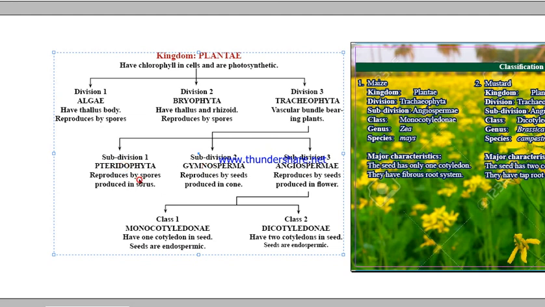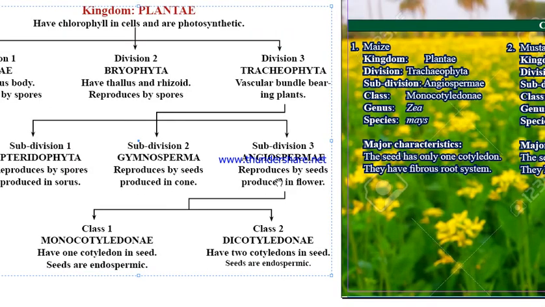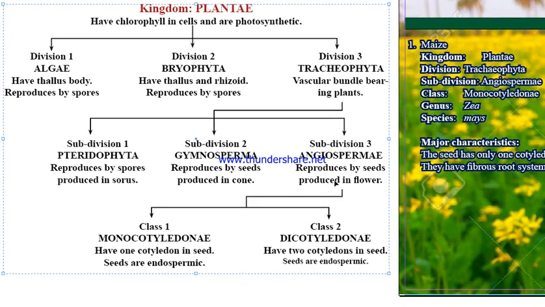Pteridophyta, they reproduce by spores. Gymnosperma, they produce seed in cones. Angiosperma, they produce seed in flower. Now maize, they don't have cone. They definitely don't produce spore. They produce seed, and the seed actually we eat. The maize or the corn that we eat, that is actually the seed of maize. Okay, so we eat the seed. That means definitely it is seed bearing plant.